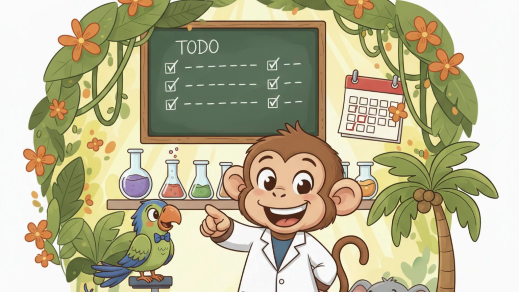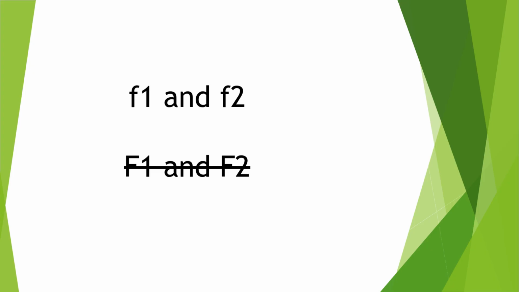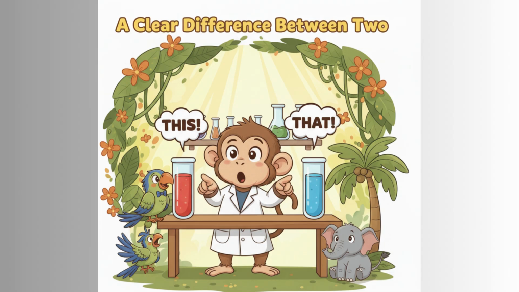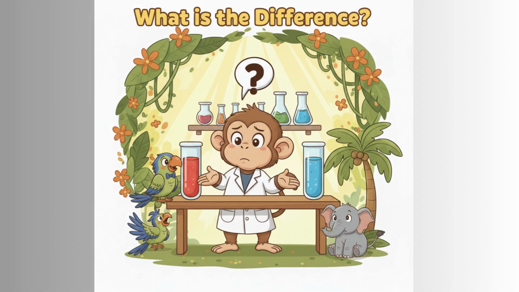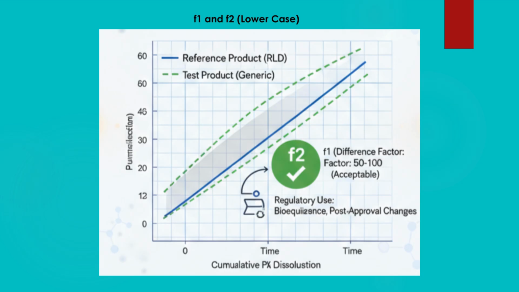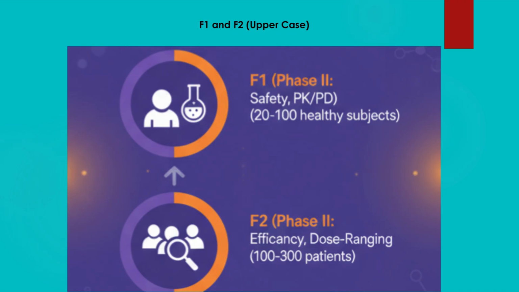So, let's get started. Before going to this topic, I want to make it clear that it's about f1 and f2, not F1 and F2. Yes, there is a difference between lowercase and uppercase F1, F2. So, what's the difference? f1 and f2 are similarity factors used in dissolution profile comparison between a test product, usually a generic, and a reference product, that is R&D. Whereas F1 and F2 refer to phase 1 and phase 2 clinical trials in drug development, that is clinical trial phases. That's a separate video I need to make.